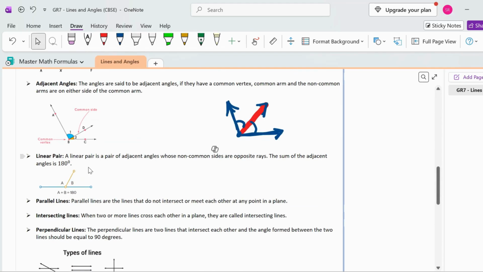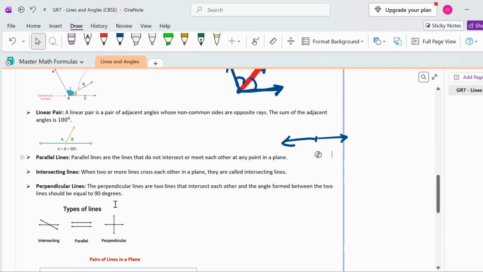Linear pair. A linear pair is a pair of adjacent angles. Now this becomes a subset of adjacent angles whose non-common sides are opposite rays. These non-common arms are going in the opposite direction. Okay. So the sum of the adjacent angles is 180 degrees.